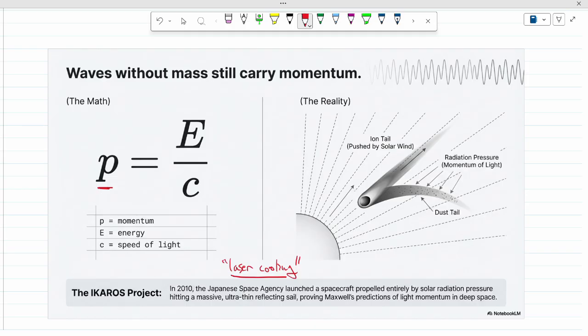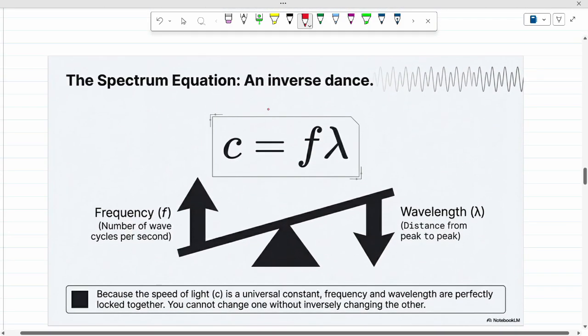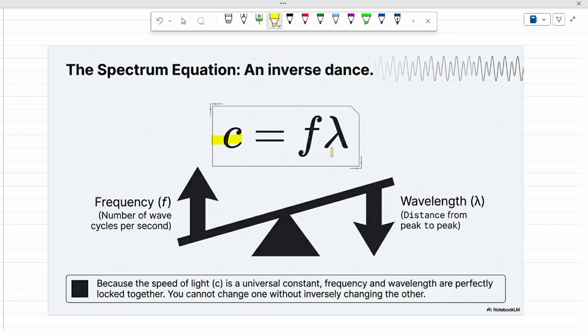Now, I'm again running out of time, but let me talk about the electromagnetic spectrum and dispersion. In looking at the electromagnetic spectrum, it's useful to remember the wave speed relating to wave frequency and wavelength equation.